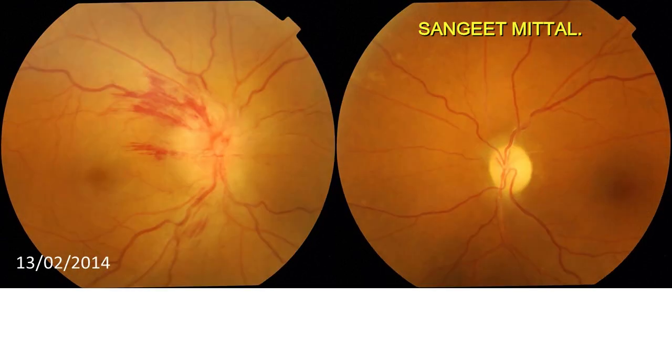4 months later, the patient's left eye remained stable, while the right eye developed severe vision loss, accompanied by pale disc edema. This case underscores the critical importance of continuous follow-up and proactive treatment in managing anterior ischemic optic neuropathy.